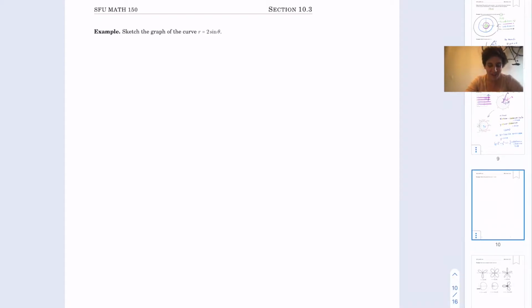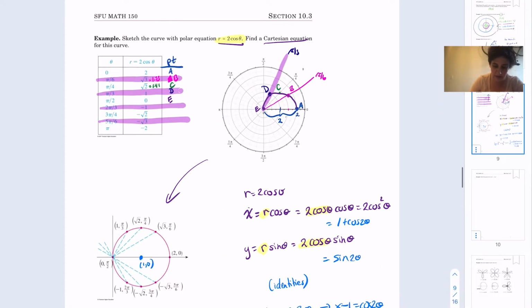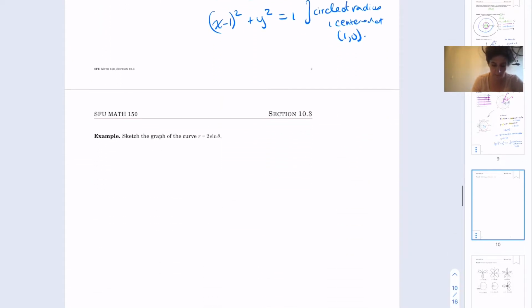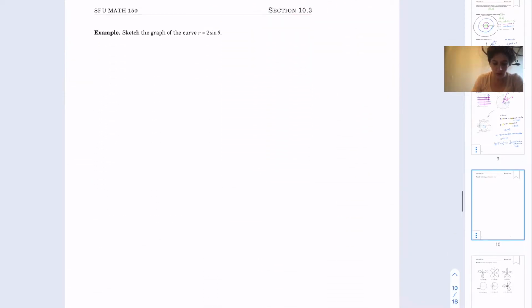All right, let's do another one. We're going to sketch the graph of the curve r equals 2 sine theta. Above we did 2 cos theta. Here, instead of making a table of values, we're going to try to feel our way through based on our knowledge of what 2 sine theta looks like in the Cartesian plane.